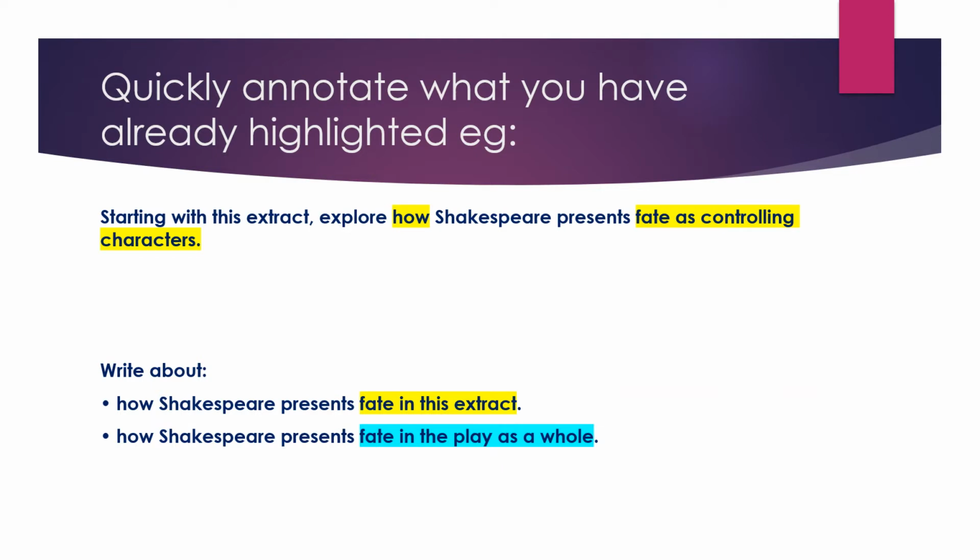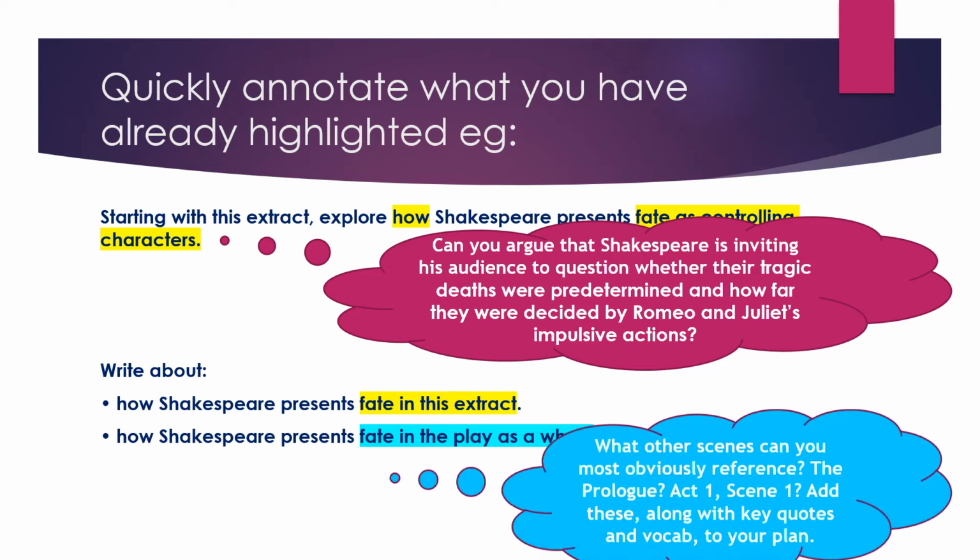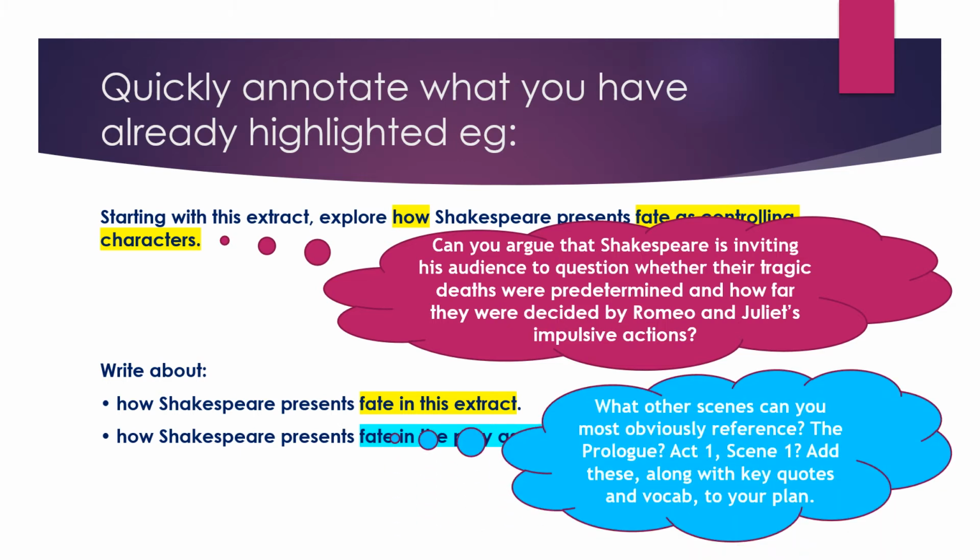Now let's go back down to the bottom of our sheet and start thinking about how we can form an argument. So, can we argue that Shakespeare is inviting us, his audience, to question whether their tragic deaths were predetermined and how far they were decided by Romeo and Juliet's own impulsive actions? And also, we need to think about where else in the play we can reference. So what other scenes can you think of where fate is obviously present?